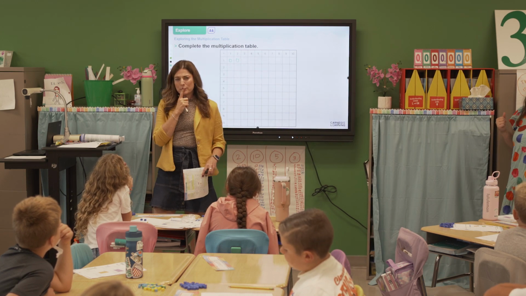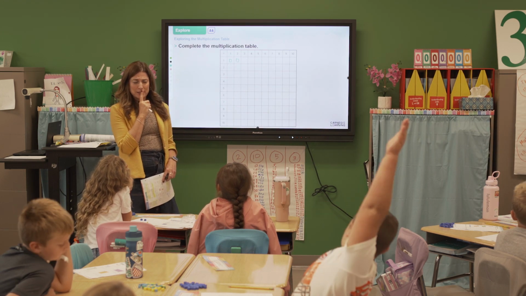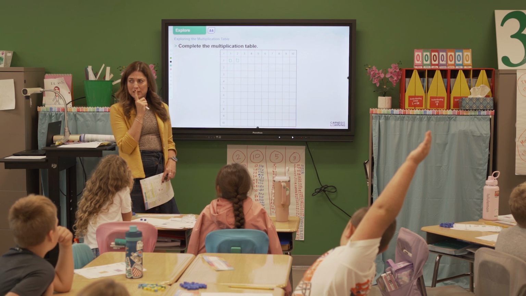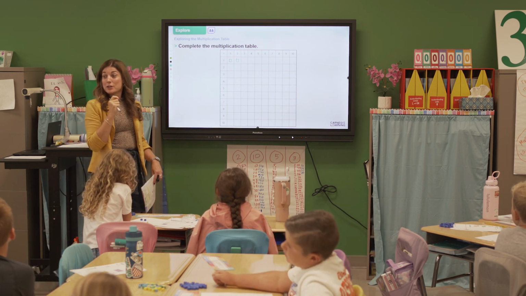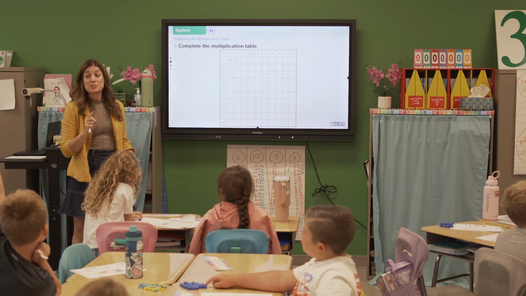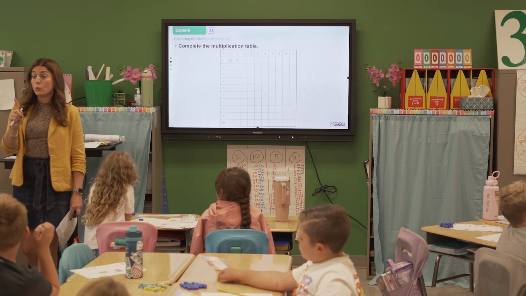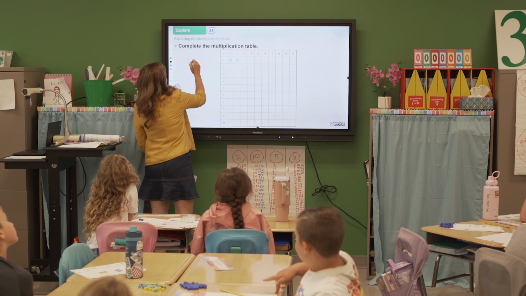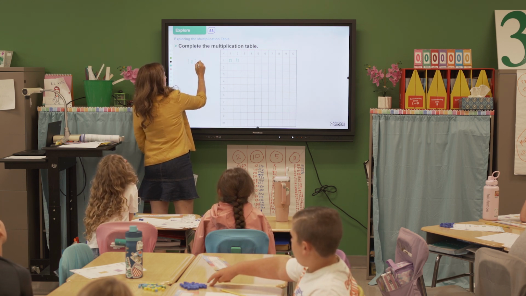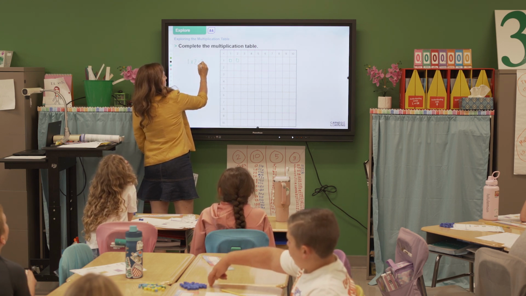All right, guys. So what would this multiplication equation be? One row and 2 columns. What would this multiplication equation be? Think about it. Yes, ma'am. 1 row and 2 columns. So the multiplication equation would be 1 times 2 equals 2.